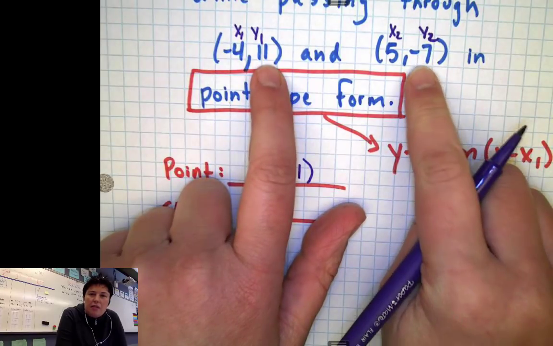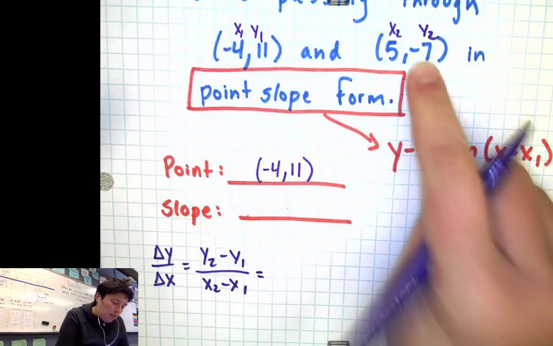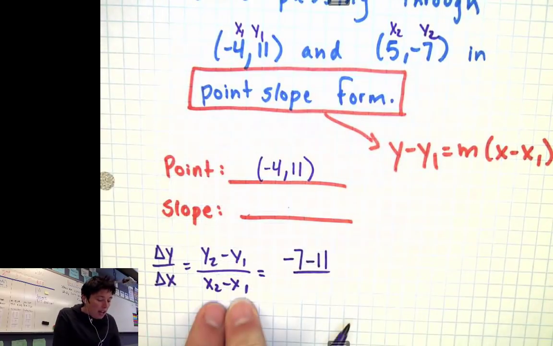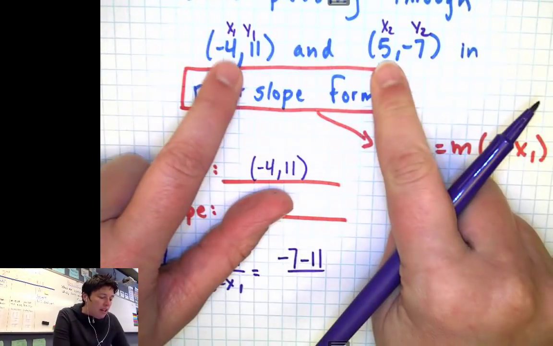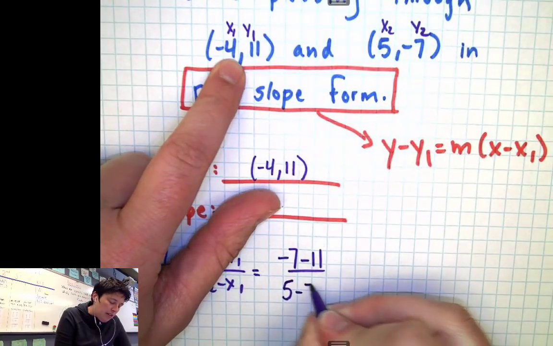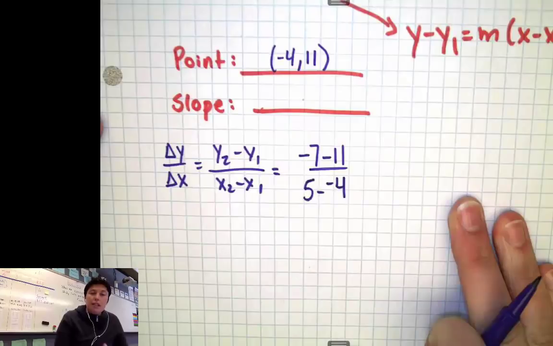It looks like -7 and 11. So I'm going to do -7 take away 11 over the x's. Let's see, the x's look like -4 and 5. So I'm going to do 5 take away -4. And then we're going to clean this up and solve.